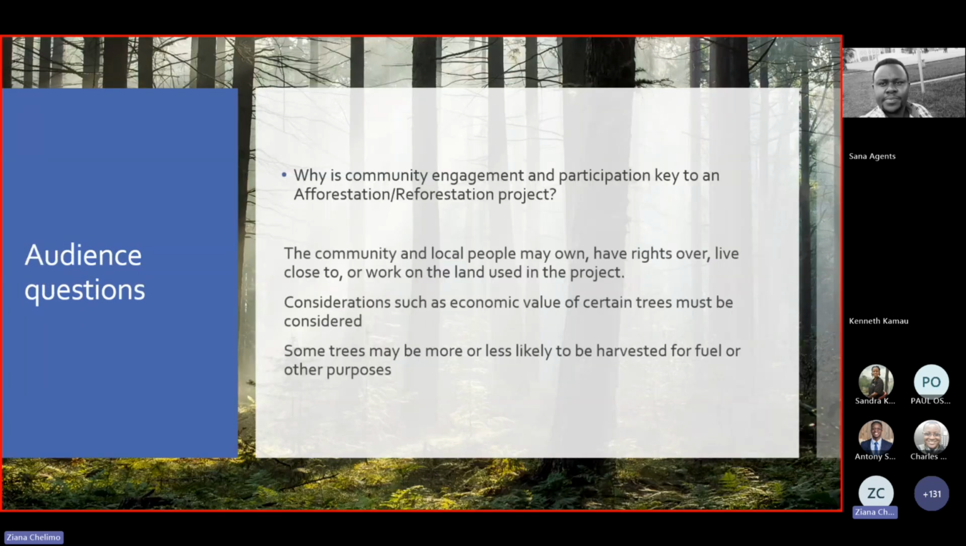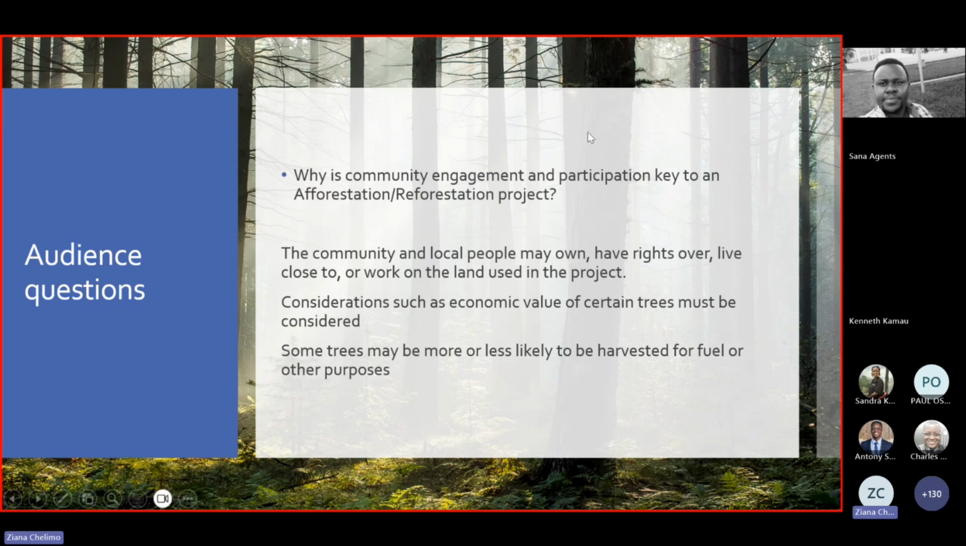So just as a question to the audience, in the chat box, and I know unfortunately you can see the answer on the screen, but you can think about it for a minute. Why do you think community engagement and participation is key to an afforestation and reforestation project? So I know as much as you can see the answers projected, maybe you can give your own idea that has not been put out on the screen, and then my colleagues can mark them and see who's on point, who's a bit off.